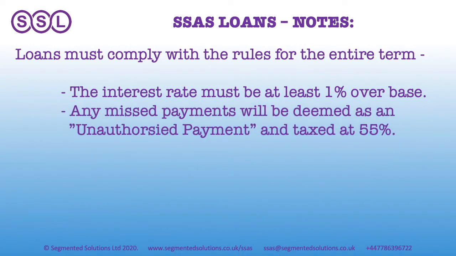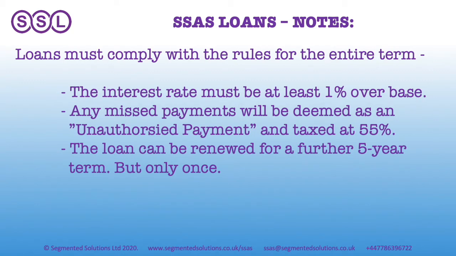Any missed payments that the sponsoring employer doesn't make back into the SSAS will be defined as unauthorised payments and will be taxed at 55%. So you've got to be confident that the loan payments can be met. The loan can be renewed for a further 5-year term, but that can only be done the once.